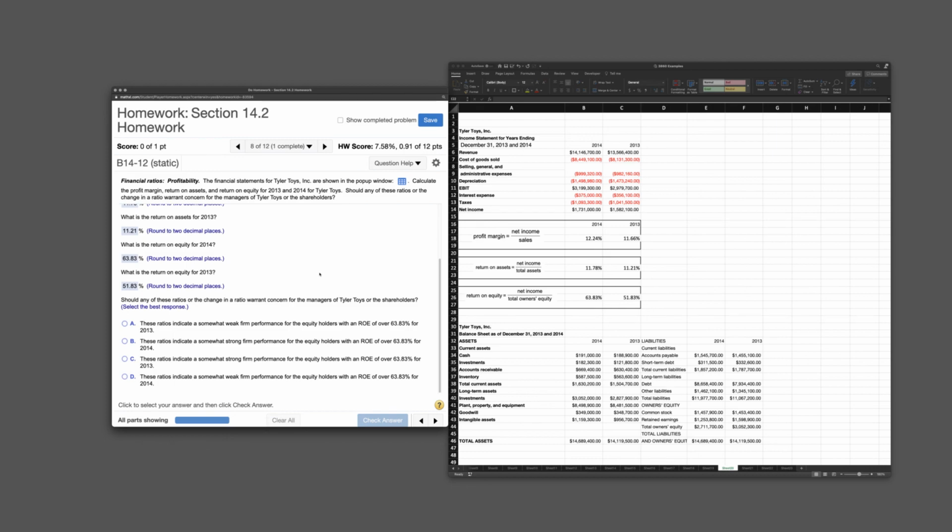Okay, it's a little different. And in this case, this is from really the point of view of the shareholders. Okay, so it's really from the point of view of that return on equity and how they are performing. So consider that when you're making the decision between A, B, C, and D.